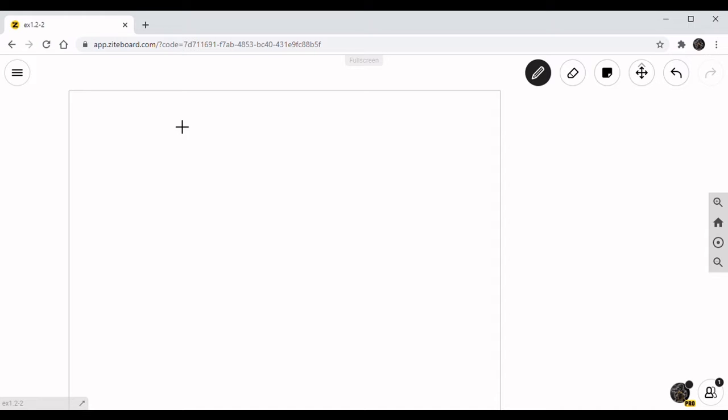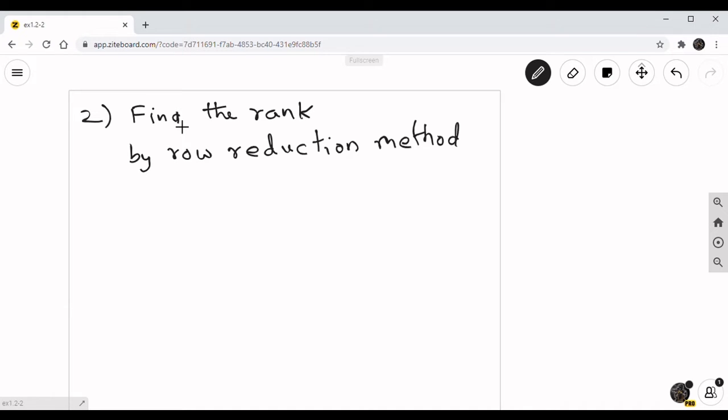Let us start with the exercise 1.2 second sum: to find the rank by row reduction method. Here we have three sums to learn about the row reduction method. So let us see the first sum.